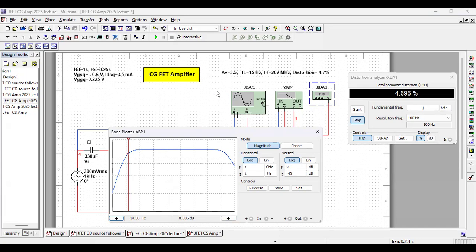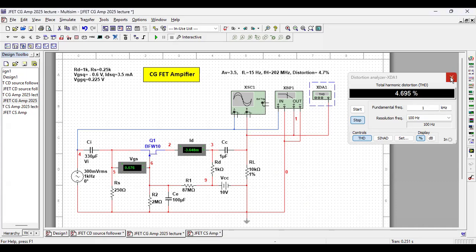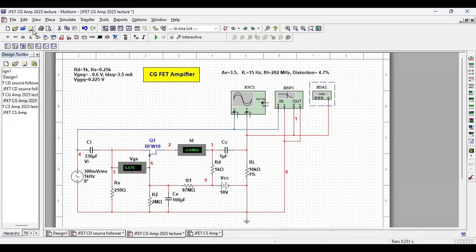I repeat once again, that is the beauty of FET amplifiers. Their low frequency gain is very, very good, and very, very good distortion, the boon of a low frequency amplifier. So that was the common gate amplifier. Let us see now the common drain amplifier.